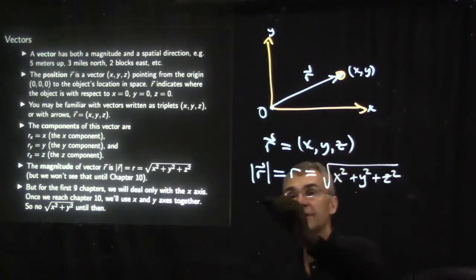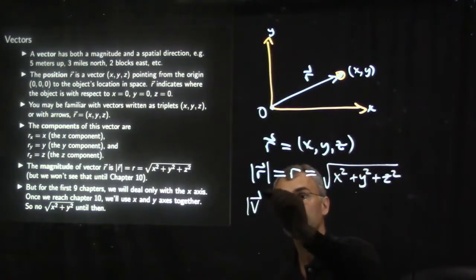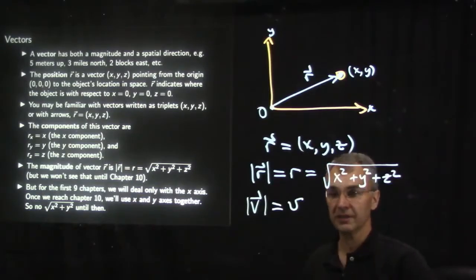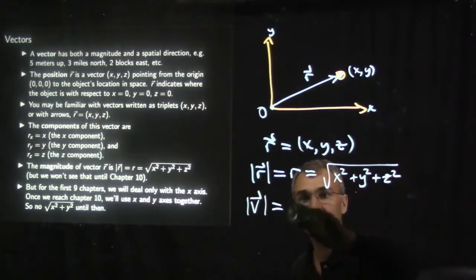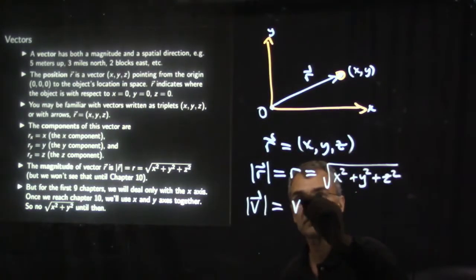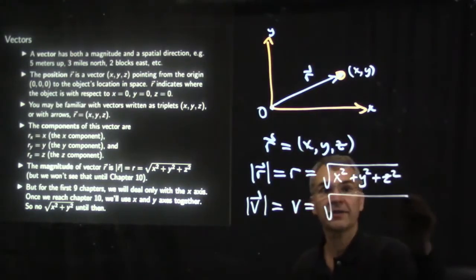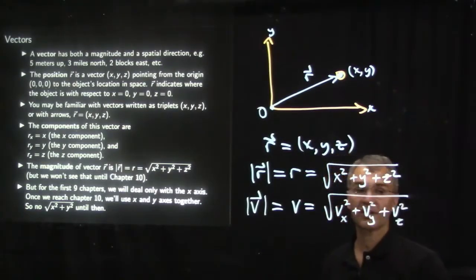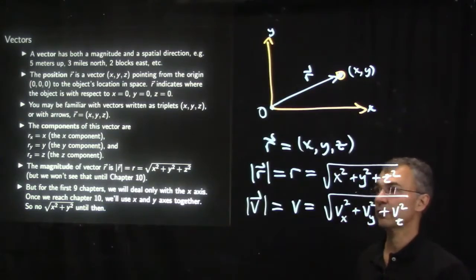And that velocity vector that I drew earlier, the magnitude of that velocity vector we just call v, which turns out to be the speed. And its magnitude will be the square root of the x component of velocity squared plus the y component of velocity squared plus the z component of velocity squared. So that's the Pythagorean theorem at work.